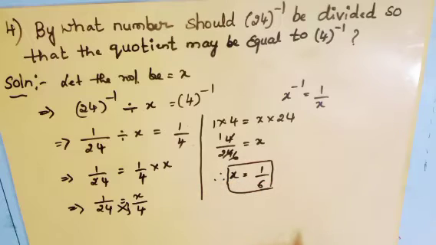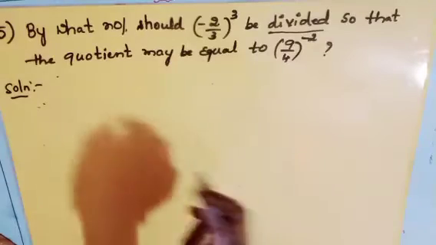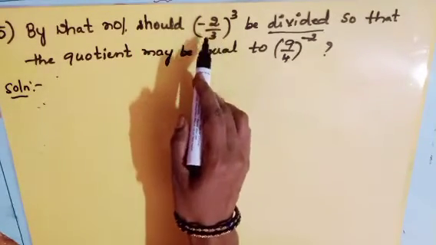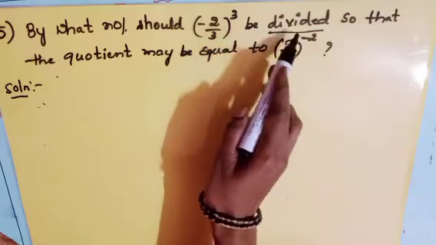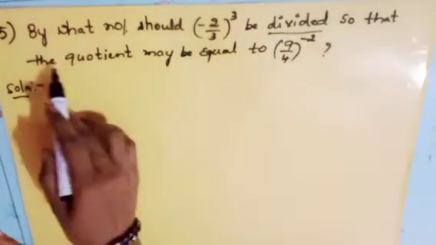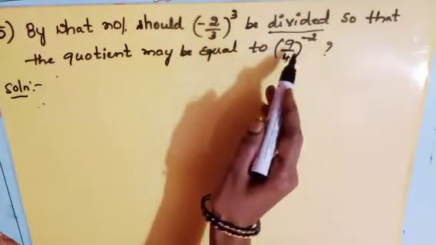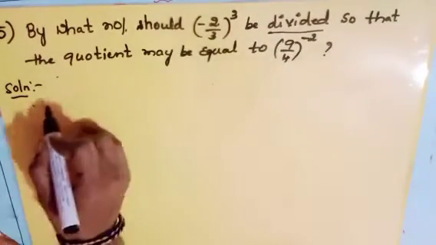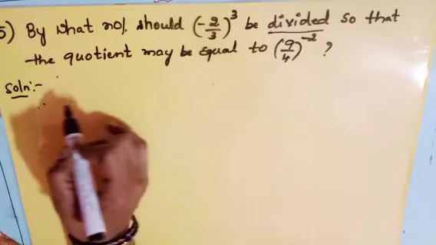Next, let us solve the next one. By what number should minus 2 by 3 whole to the power of 3 be divided so that the quotient may be equal to 9 by 4 whole to the power of minus 2? The same way we solved the previous fourth one, we have to solve here.